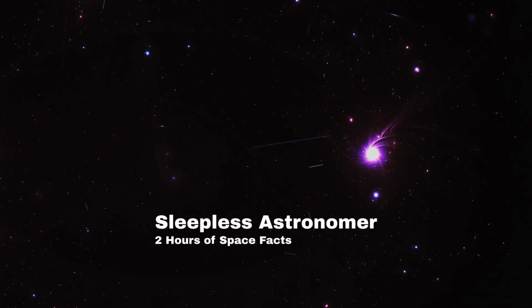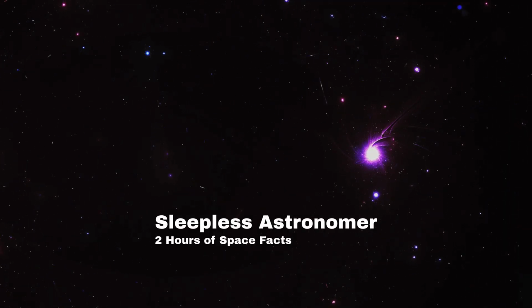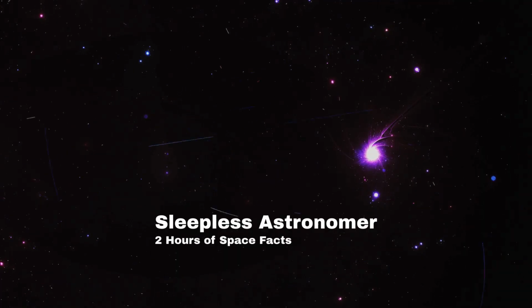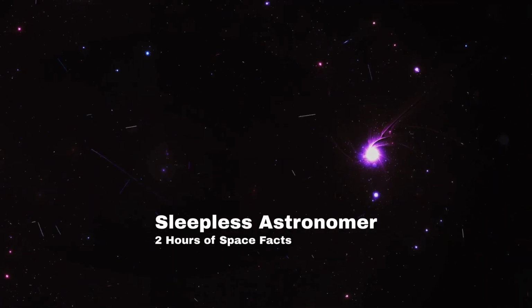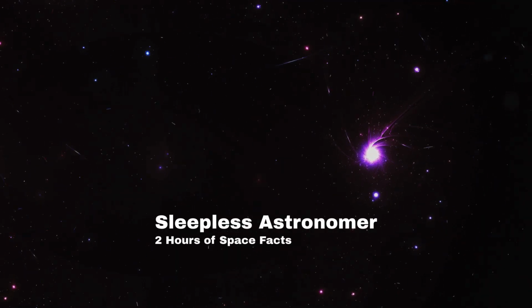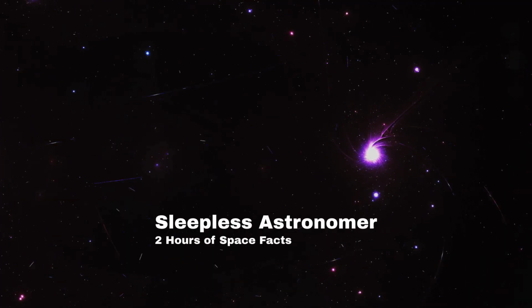Either configuration could potentially support habitable planets, though the complex gravitational dynamics make stable orbits more difficult to achieve and maintain over billions of years.